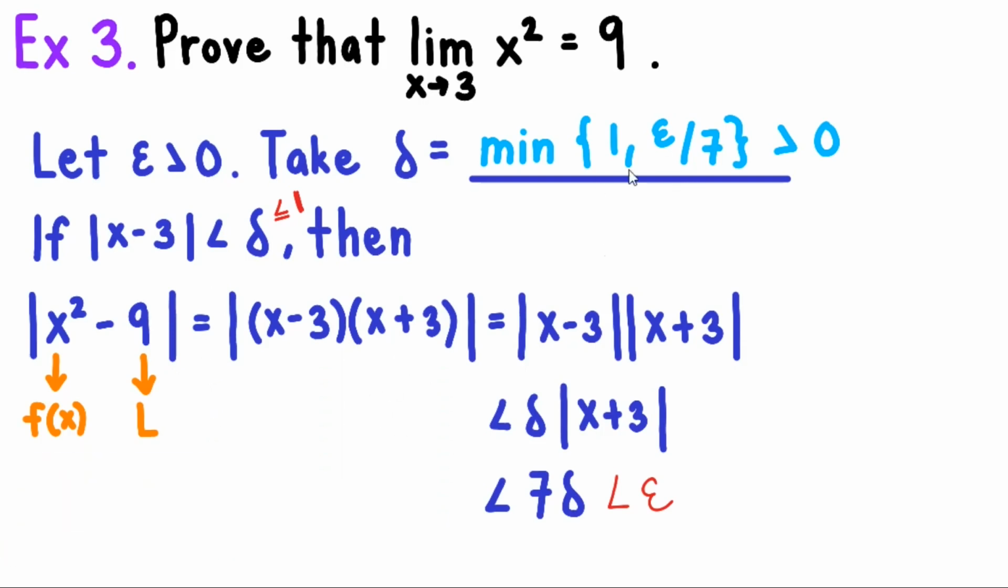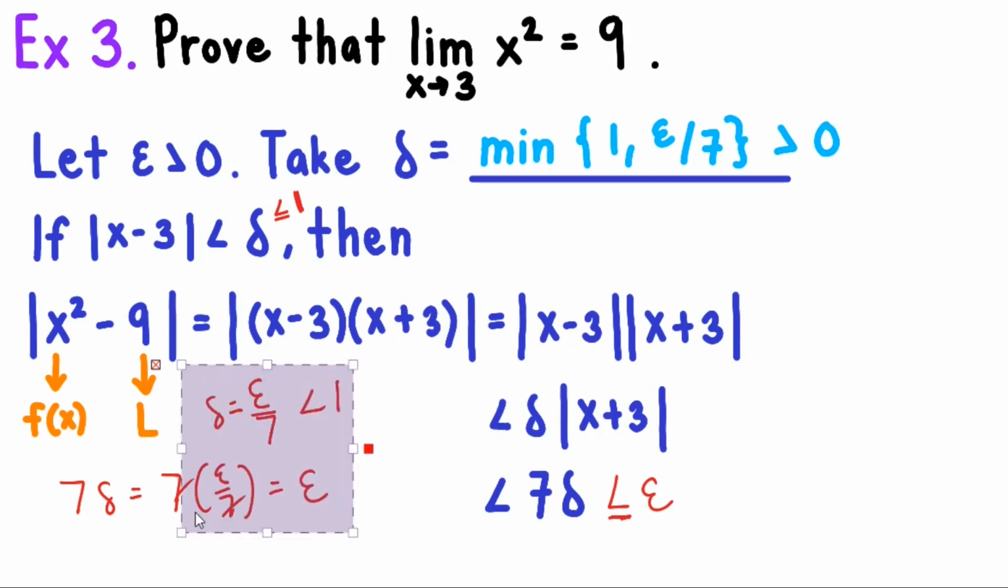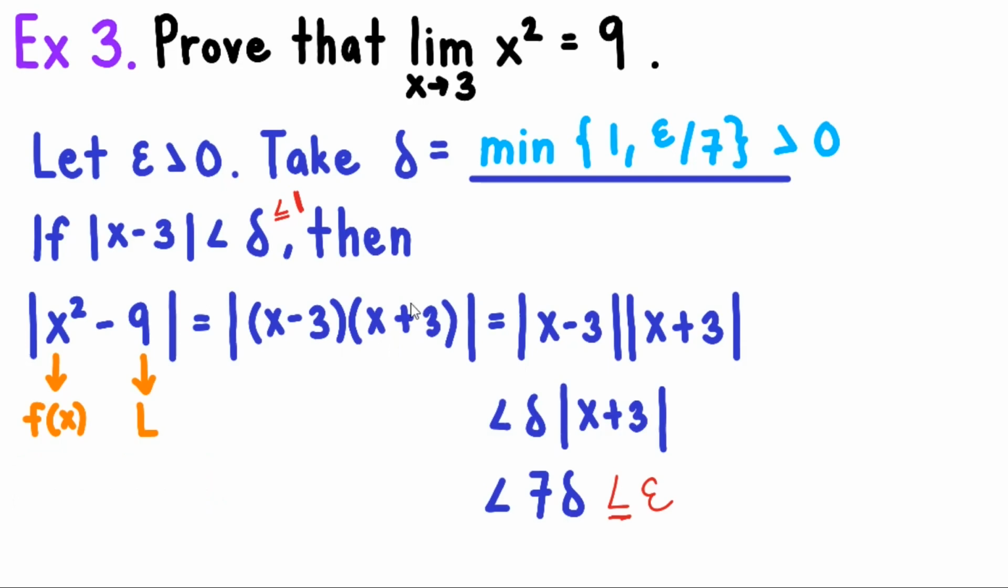Now, if epsilon over 7 is the lower value between the two, then epsilon over 7 is less than 1, and so we immediately choose delta to be equal to this. So we have 7 delta, which is equal to 7 times epsilon over 7, and we'll get epsilon. So we'll still end up with what we want. But this time, 7 times delta is equal to epsilon. That's why, by taking this value of delta, this one out here becomes less than or equal to epsilon.